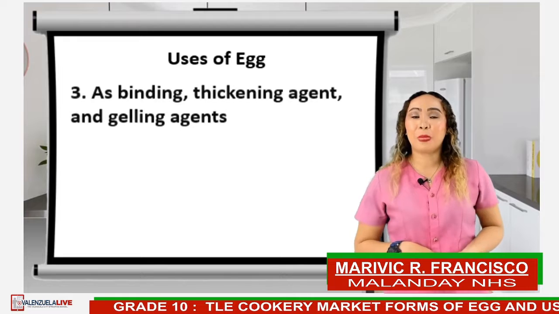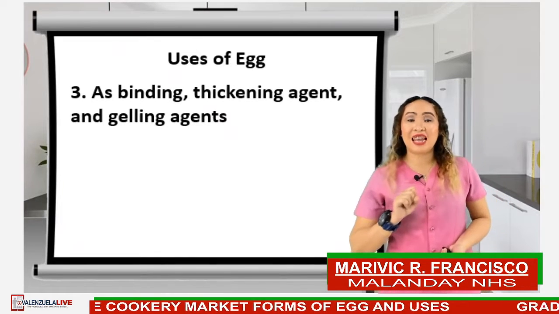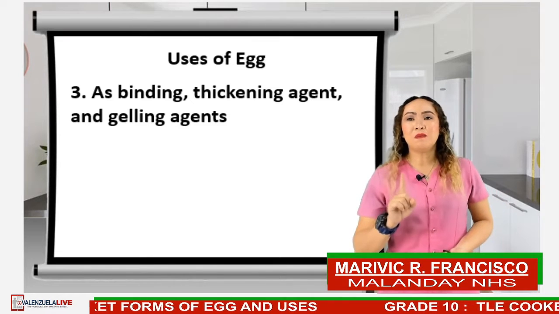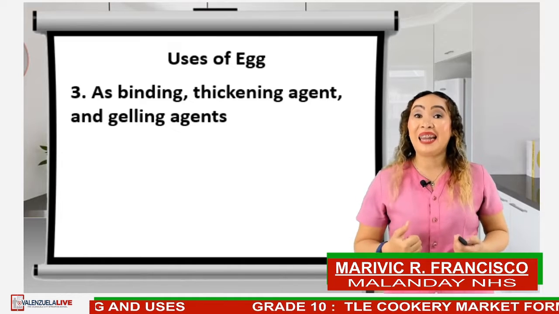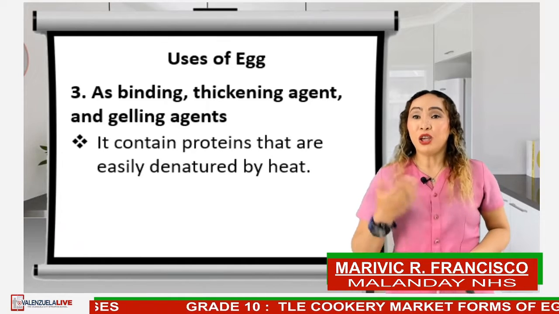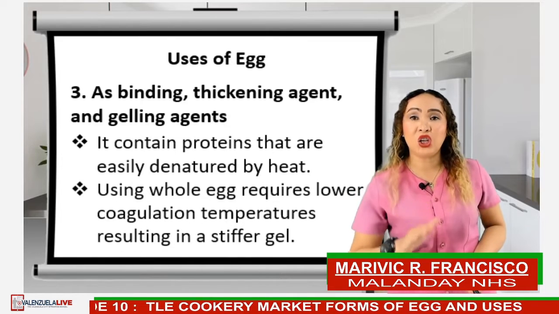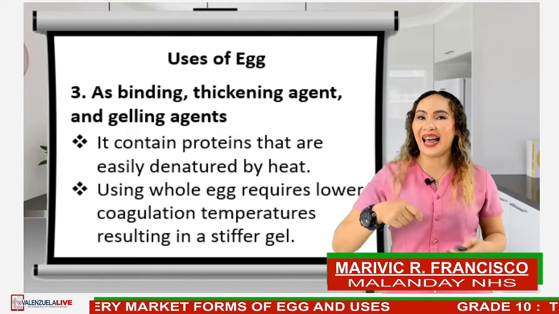And next, as a binding or thickening agent and gelling agent. Yes. So, it contains proteins that are easily denatured by heat. Using whole egg requires lower coagulation temperatures, resulting in a stiffer gel.